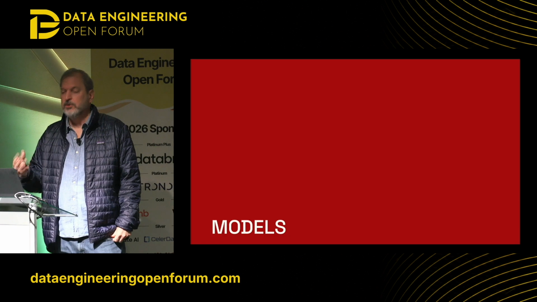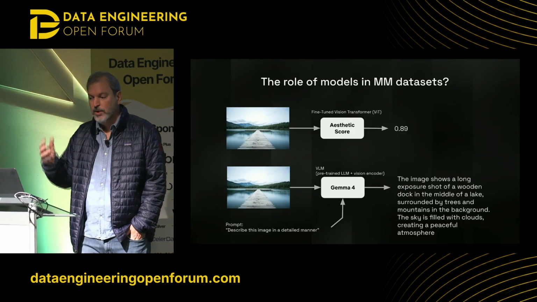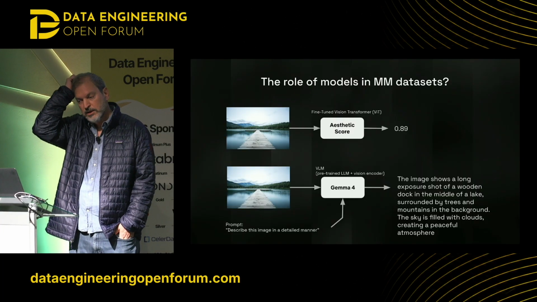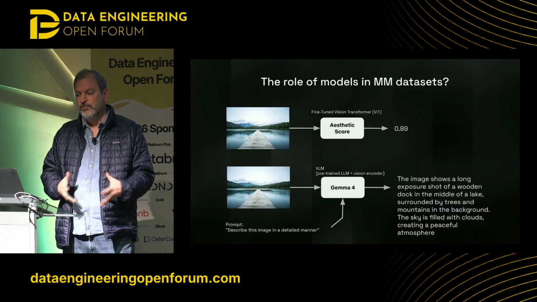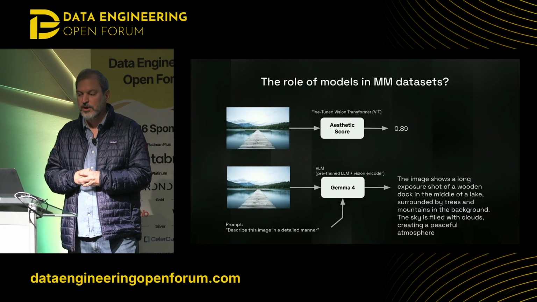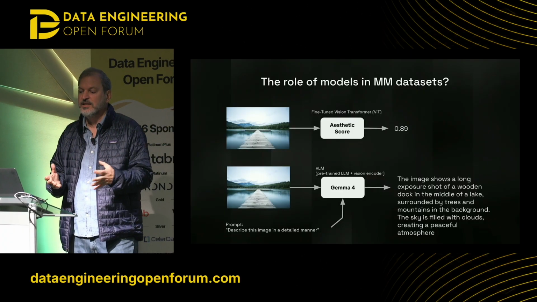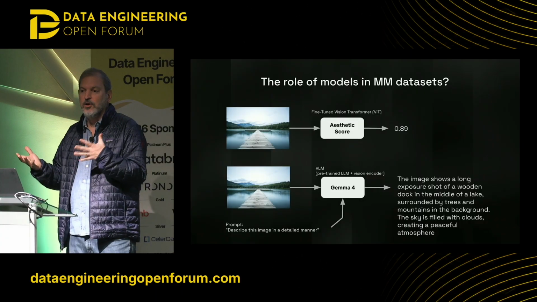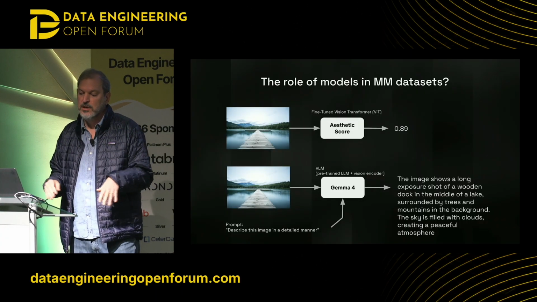So let's dive a little bit into one of the pillars, which is models. What is the role of models in data curation? We cannot curate the images by themselves if we don't have a model that tells you what the image is about. In this case, we have an aesthetic score that will assess if the aesthetic is high or if the aesthetic is low, so you can filter out the low aesthetics.